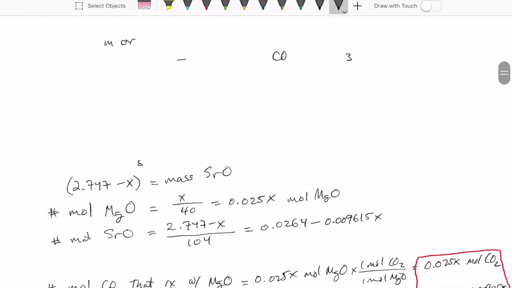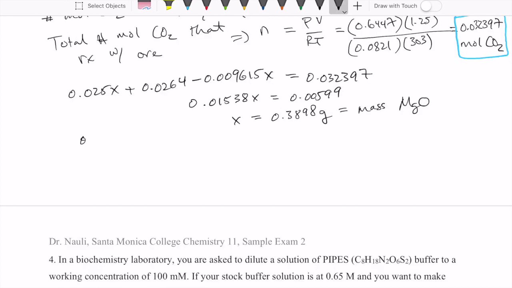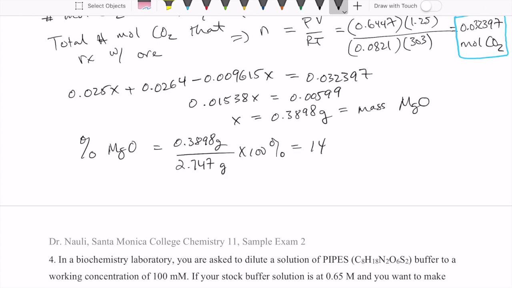Now that, by the way, is not the answer, right? Because what we're asking is the actual percent mass of MgO in the ore. So let's complete our calculation by doing that. 0.3898 grams over the mass of the ore, which is 2.747 grams, times 100%. And that gives us 14%.